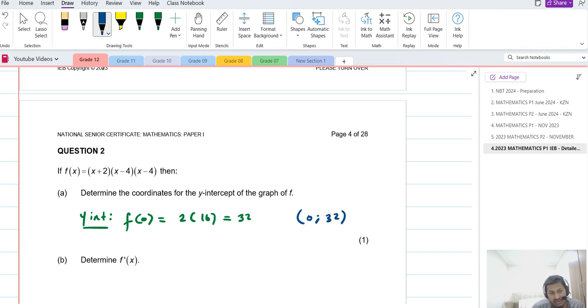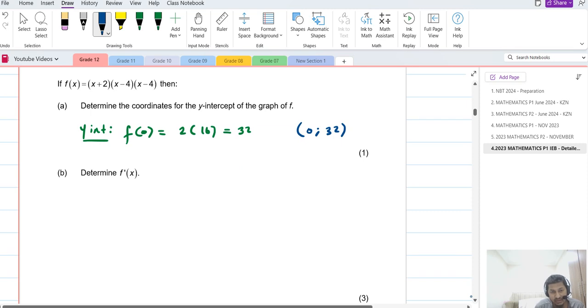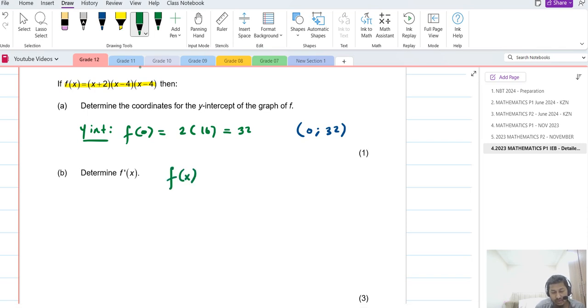Let me check this. Negative 4 times negative 4 is 16. 16 times 2 is 32. So that's correct. Determine f prime x. Now, in order to find f prime x, make sure to write f of x in the correct form, which is basically polynomial form. So, in other words, in power form.